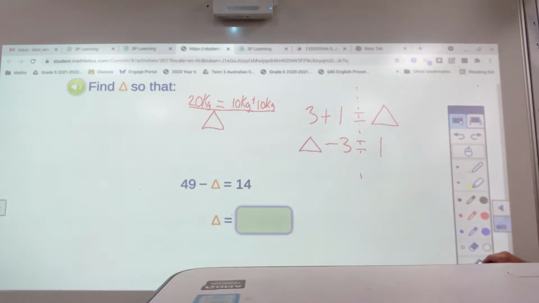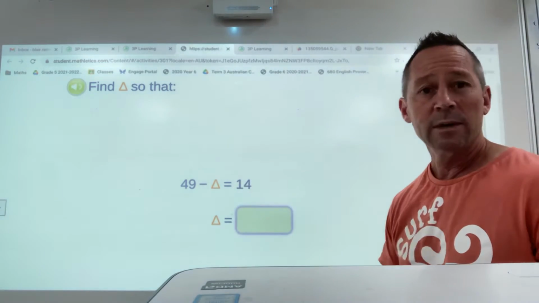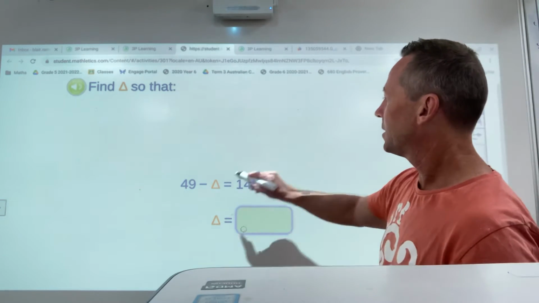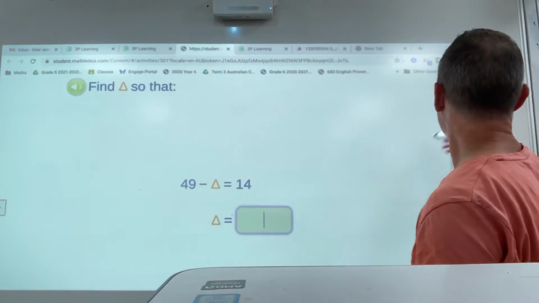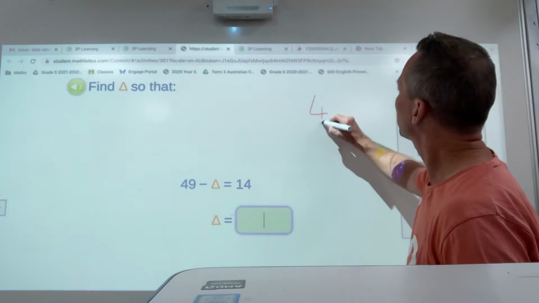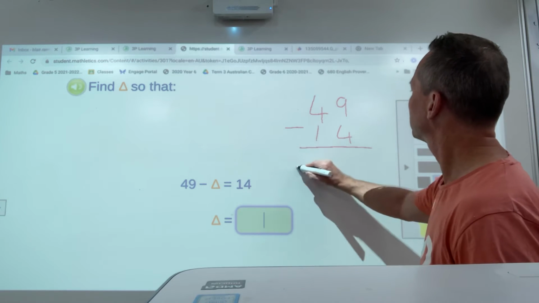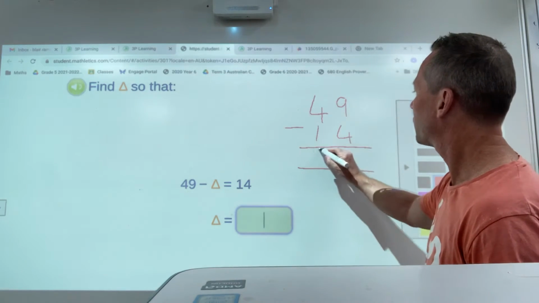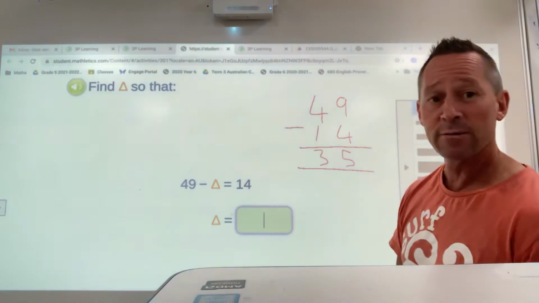So let's look at this one that we have here. 49 minus triangle equals 14. So again, I can use the clues that I have here. 49 minus 14. 9 minus 4 is 5. 4 minus 1, 3. So that's telling me that this triangle is representing 35.